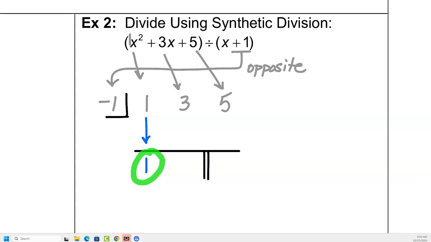So I'm going to take the 1 and multiply it by a negative 1, right? What's 1 times negative 1? Negative 1. And you're going to write that in this location right here. So I'll write negative 1 right there. Are we okay with that? Anytime you write something above the line, you're going to add it to the number that's above it. So 3 plus negative 1 is what? Okay, and we're going to write it in this location. It is 2.